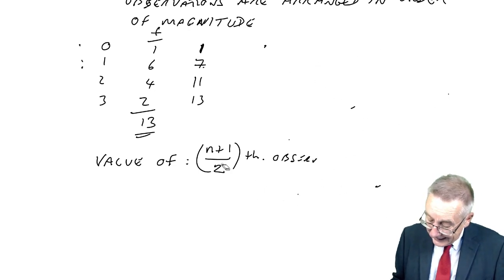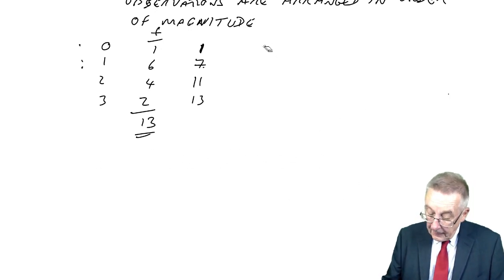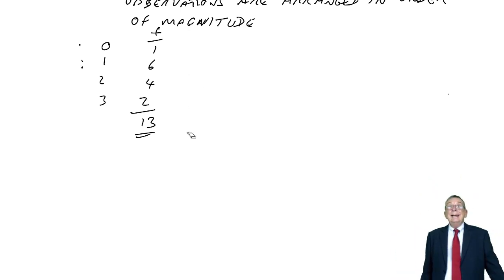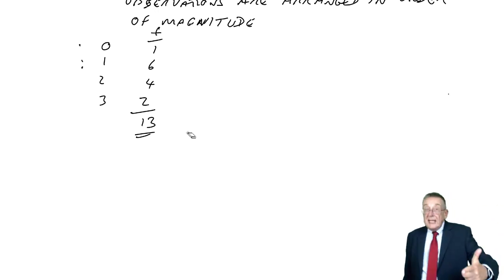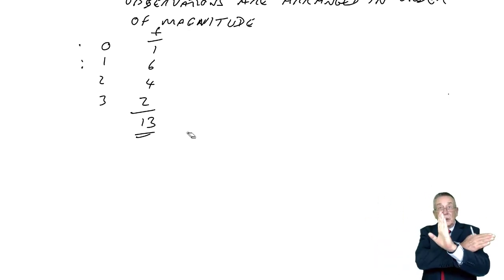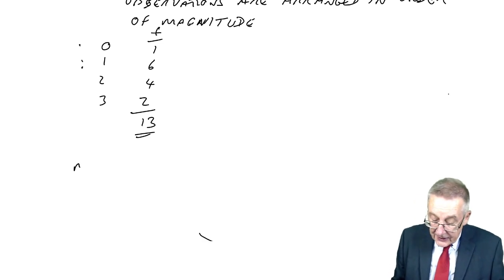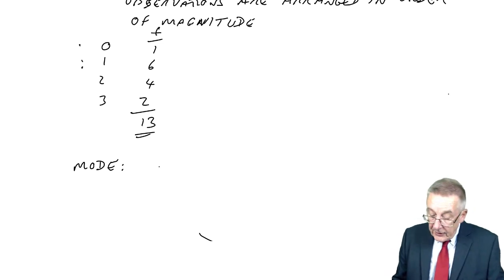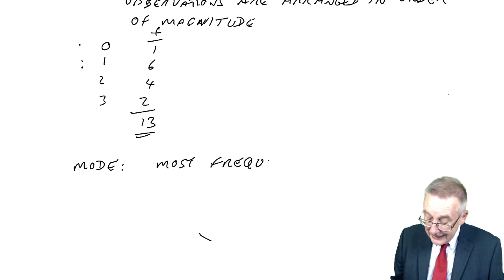Finally, I said you need to be aware of 3 measures of average. Add them up and divide by the number, the arithmetic mean. The median, the middle observation, so there are as many above as there are below. The last one, very easy, is the mode. The mode is the most frequently occurring observation.